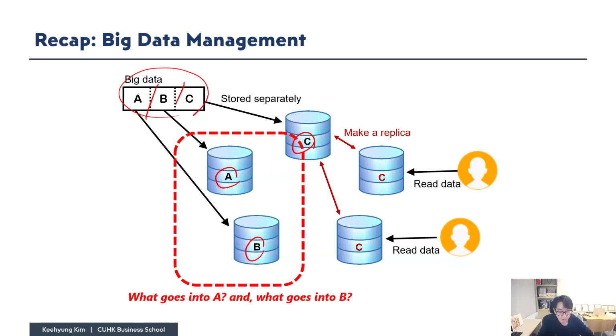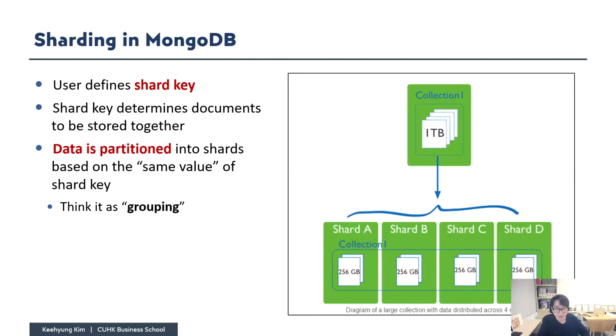So the question is this. MongoDB is designed to do this very well and automatically, without you worrying too much. Then what we have to decide is this. When we divide the data into smaller parts and save it in different servers, we have to think about what will be saved in A. What will belong to A, what will belong to B, what will belong to C. What goes into A, what goes into B, something like this. Defining that is something called sharding in MongoDB.